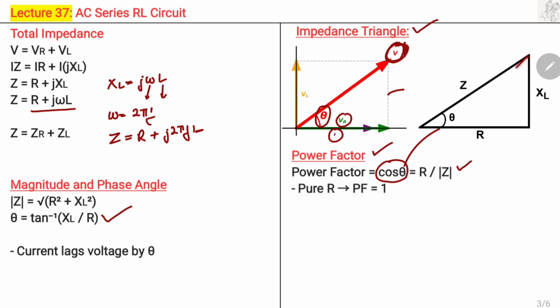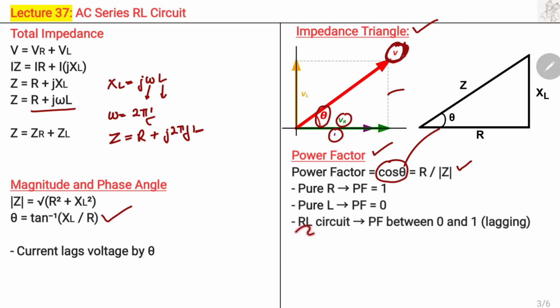And similarly, if we keep on decreasing the value of resistance, the angle keeps on increasing, and when R is equal to 0, and we have only inductive influence, so for a pure inductor, the power factor becomes equal to cos of 90, which is equal to 0. So therefore, for an RL circuit, the power factor remains between 0 and 1, and since voltage is taken as reference, so current is always lagging, and the power factor is also said to be lagging in nature.